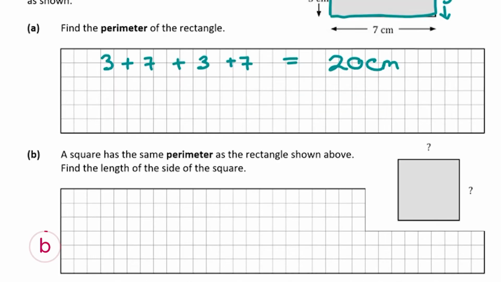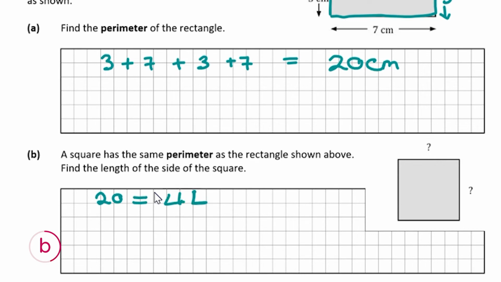So now let's move on to question B, which is also worth 5 marks. It tells us that a square has the same perimeter as the rectangle shown above, and we must find the length of the side of the square. If it has the same perimeter as the rectangle, it's 20. But we know that in a square, all 4 sides are the same. So 20 is equal to 4 times the length. We'll call the length L.